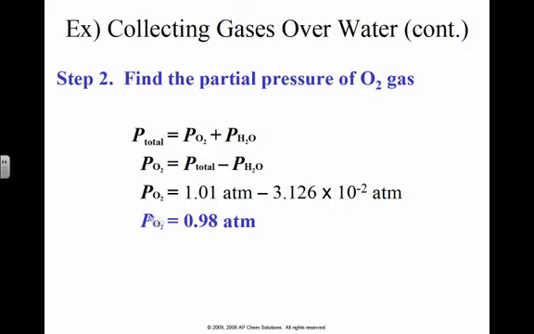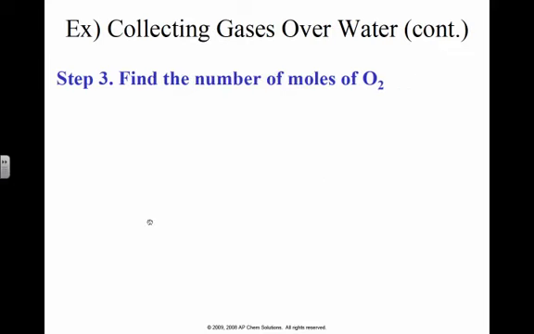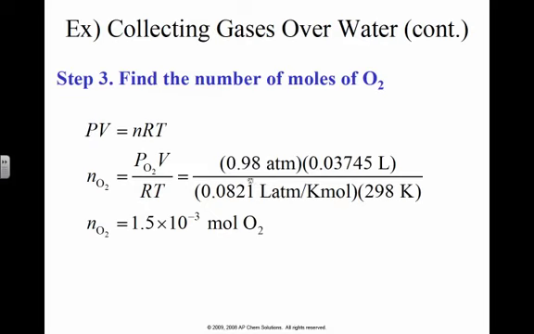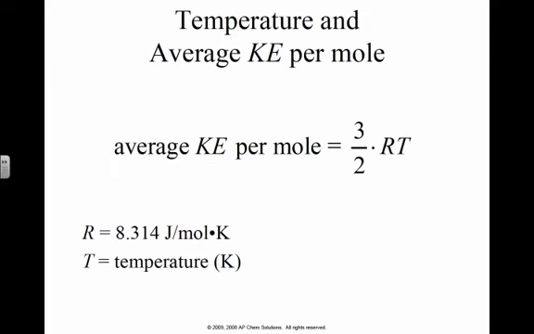0.98. Now I can plug this into PV = nRT right here. 0.98 is my pressure. The volume, I believe, was 0.03745. I think they gave it to us in milliliters, so we just shifted that over to liters. R is 0.0821, temperature is 298. I solve for number of moles, and I get 1.5 times 10 to the negative third. Just don't forget, when it's wet gas, subtract the water vapor pressure.